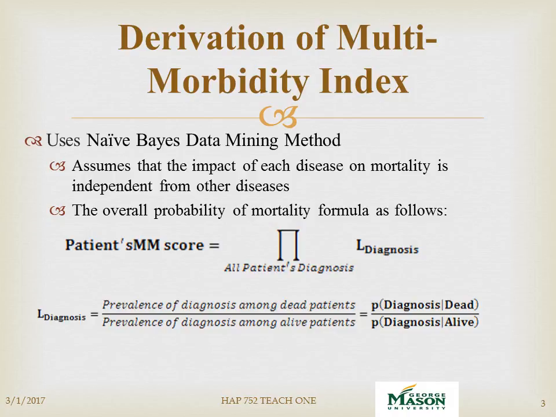The likelihood ratio associated with each diagnosis can be interpreted as the number of times the diagnosis increases the odds of mortality. For instance, if the likelihood ratio is 2, it indicates that the diagnosis doubles the risk of mortality, whereas a likelihood ratio of 0.5 indicates the risk is reduced by half.